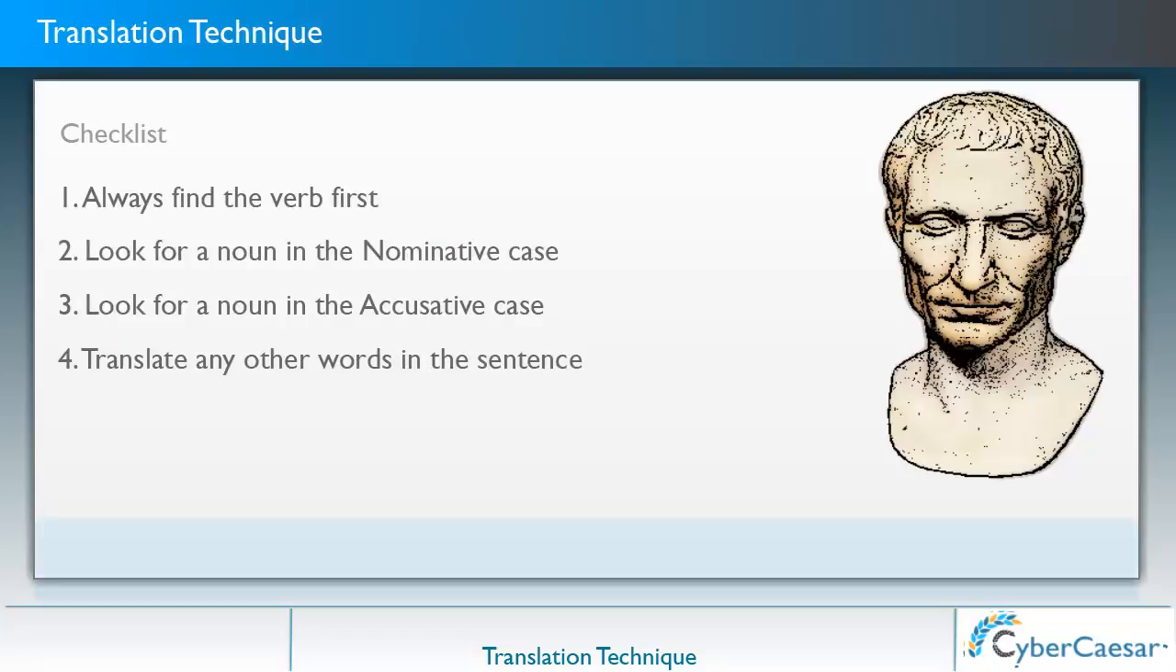Remember. Always find the verb first. Look for a noun in the nominative case. Look for a noun in the accusative case. Translate any other words in the sentence.